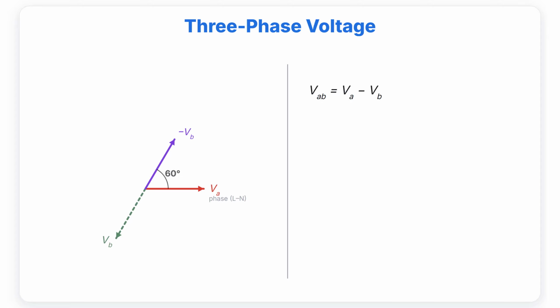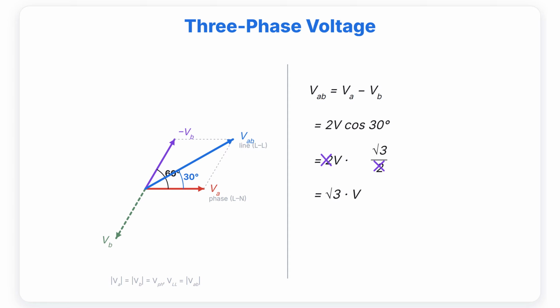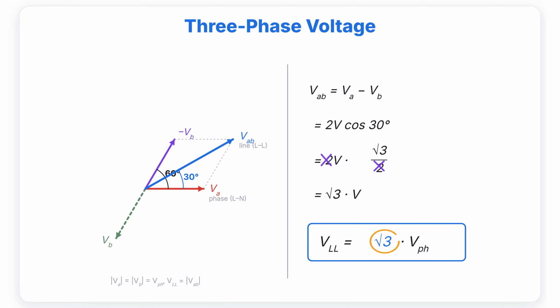Now, the angle between VA and minus VB is only 60 degrees. Add 2 equal arrows, 60 degrees apart. The result sits right between them, and its length is 2 times V times the cosine of 30 degrees. And the cosine of 30 is √3 over 2. The 2's cancel. What is left is √3. So the line voltage equals √3 times the phase voltage.